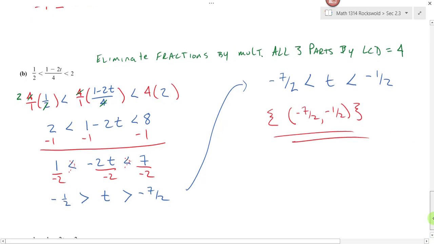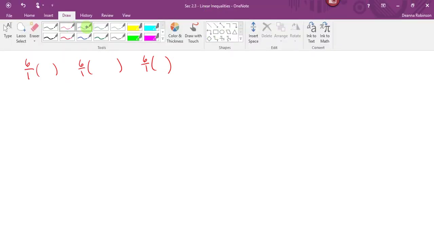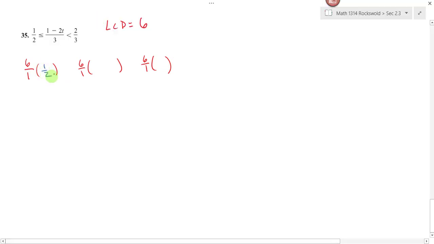One last problem and then we are done for the week. Once again, I've got three fractions. What is my LCD going to be equal to here? 6. It's not 3 because 2 won't cancel with 3. It's 6 because both 2 and 3 go into 6. So I multiply all three sections by 6. And what I'm writing in red is the change that I'm doing. What I write in blue is the original problem. So that's 1/2 is less than or equal to 1 minus 2t over 3 is less than 2/3.